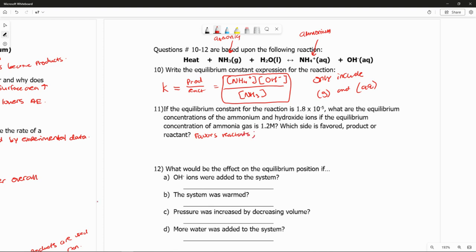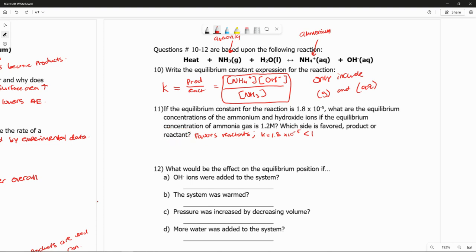This is because our equilibrium constant is K equals 1.8 times 10 to the negative 5. If K is greater than 1, it is going to favor products. If K is less than 1, it is going to favor our reactants. Since 1.8 times 10 to the negative 5 is smaller than 1, it is going to be favoring our reactants.